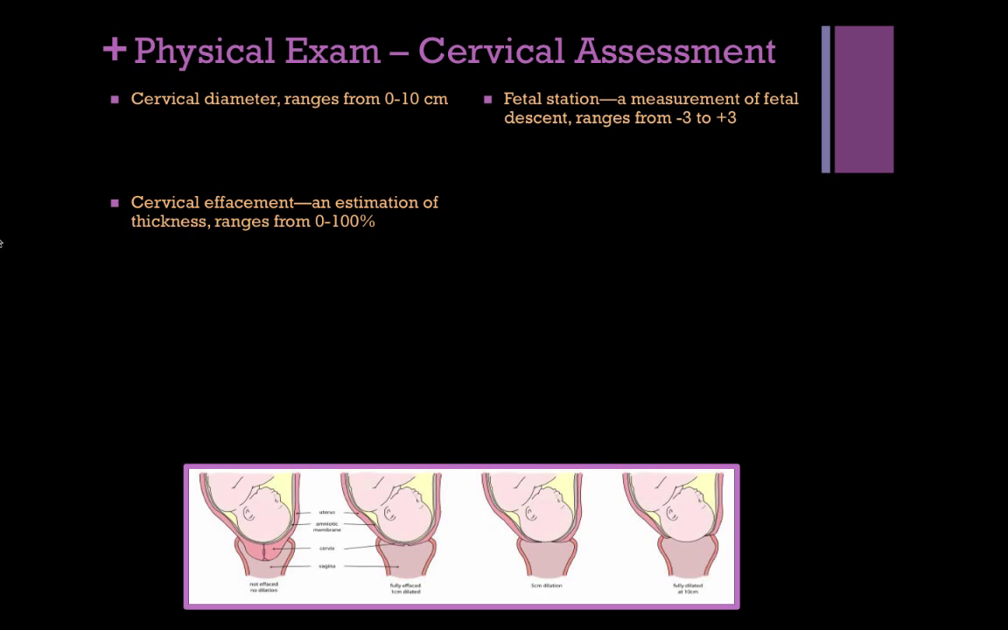So to start with cervical dilation, like I said, it's 0 to 10. Closed is 0, maybe 1 centimeter. Active is once the cervix passes 5 centimeters, so it's 6 centimeters and above. And then fully dilated is 10 centimeters.